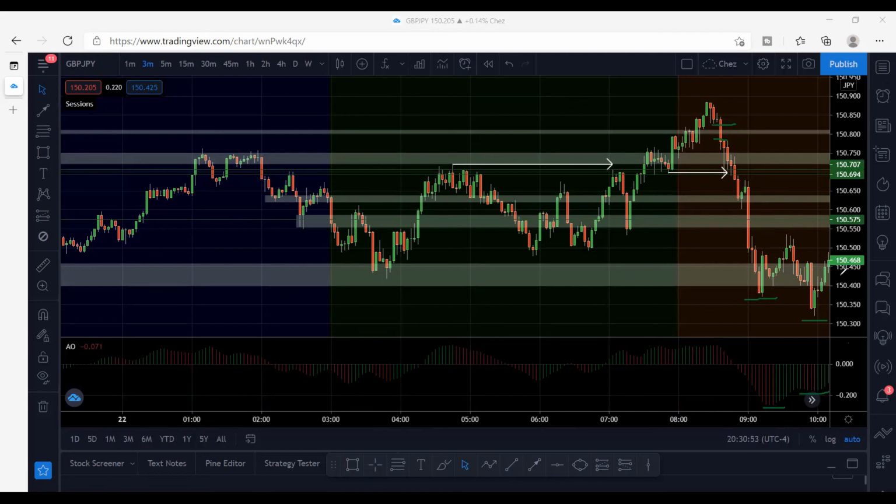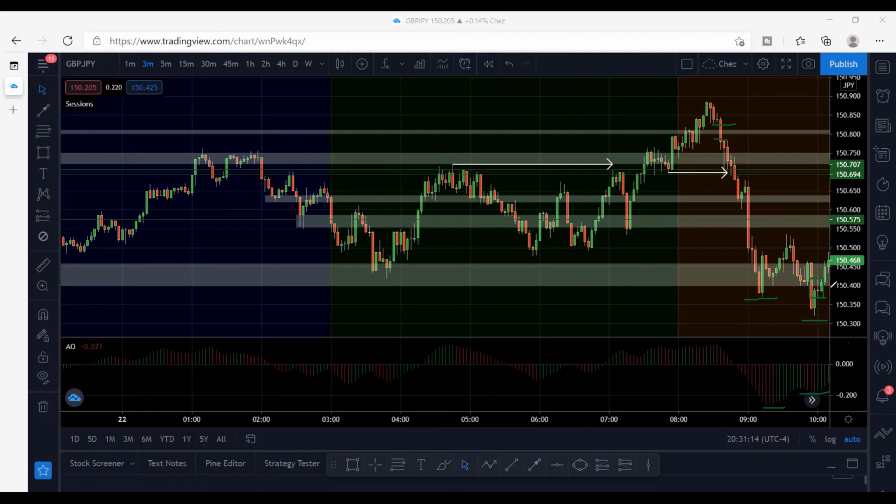But okay, we have this structure point right here. We could wait for a pullback to maybe this order block right here. Fenton, you're still there? Yes, yeah. You're falling asleep, bro? No, I'm just watching. I'm just saying.